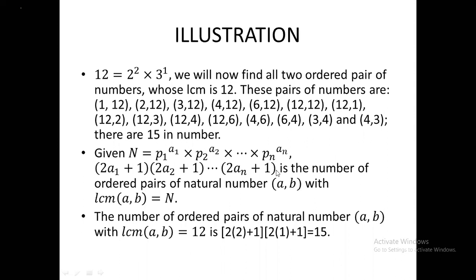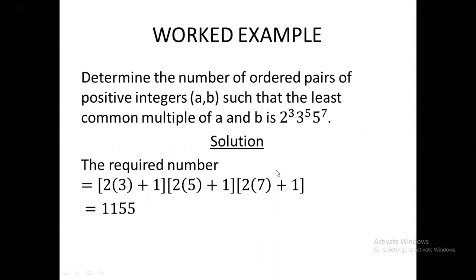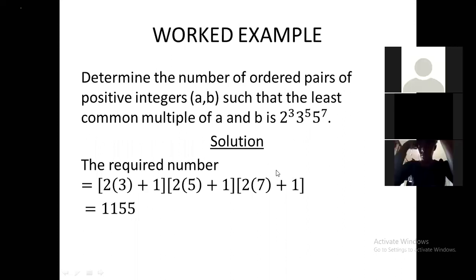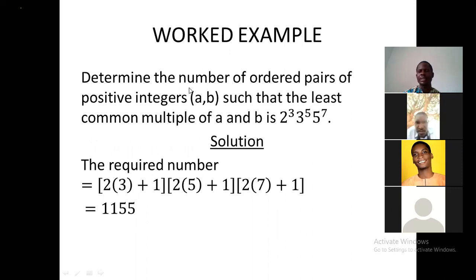Now we move on to the next worked example. This is how you see it in Olympiad. It always comes in a form that if you do not apply the formula, you would unlikely get the answer right. Now this is the problem: determine the number of ordered pairs of positive integers a, b such that the least common multiple, some of you know it as lowest common multiple, LCM, it means the same thing, of a and b is 2 raised to the power 3 times 3 raised to the power 5 times 5 raised to the power 7.